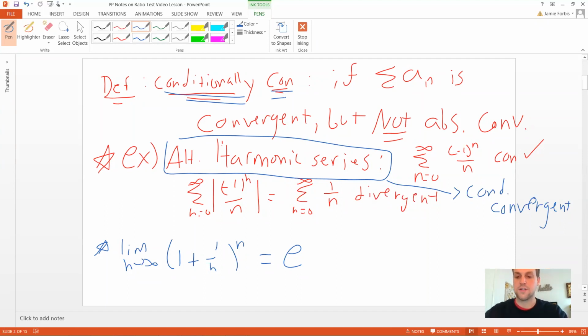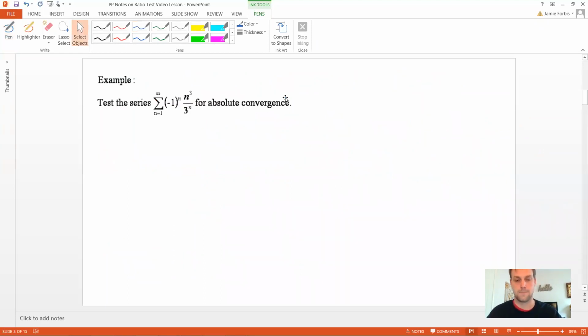Okay, now let's actually start looking at examples of using the ratio test, now that we got that behind us. It says to test the series for absolute convergence. If it asks for absolute convergence, then you should be thinking, okay, that is the ratio test. The ratio test for absolute convergence. Now, we know what the ratio test says to do. So I'm going to write it out piece by piece for you.